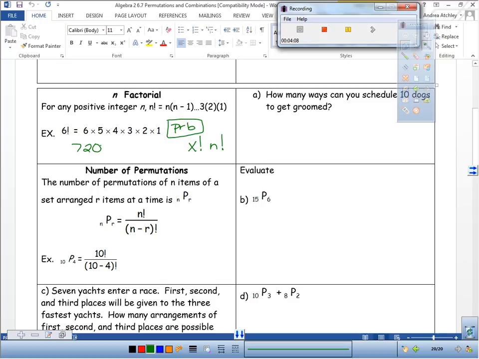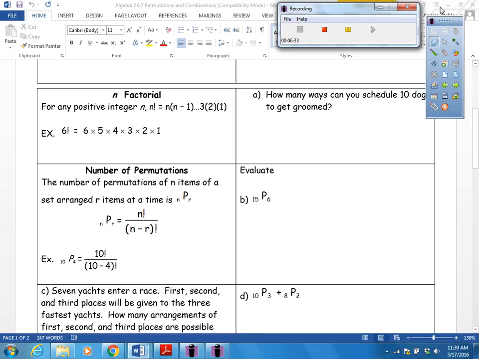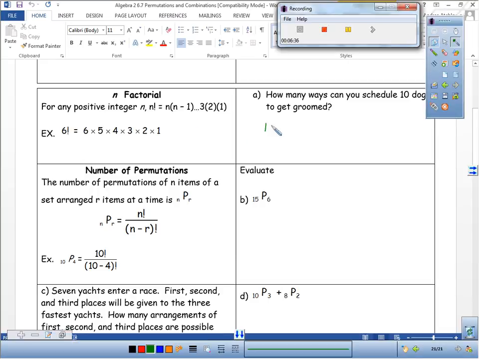Then we're going to find how many ways you can schedule 10 dogs to get groomed. That is 10 factorial, and it should be 3 million something. Any questions over that?